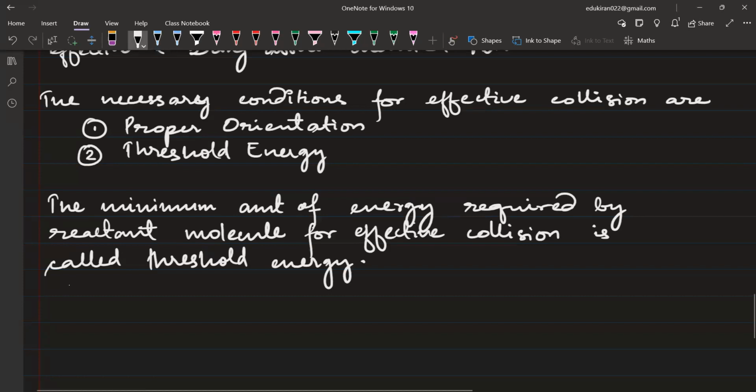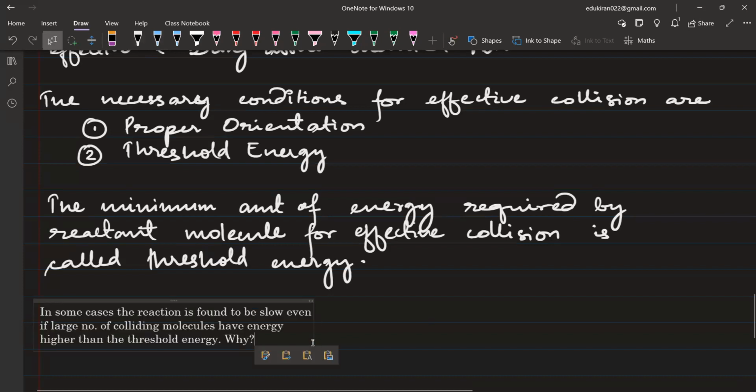ठीक है. Now, whenever these two conditions are satisfied, the reaction will be obviously faster and quicker, है ना. रिएक्शन वहां पे क्या होगा, आराम से हो जाएगा, and it will be very fast. So there was a question asked in a board examination quite few years ago.